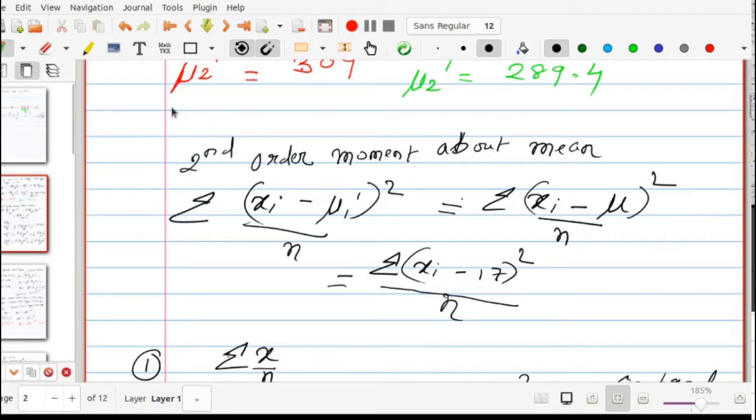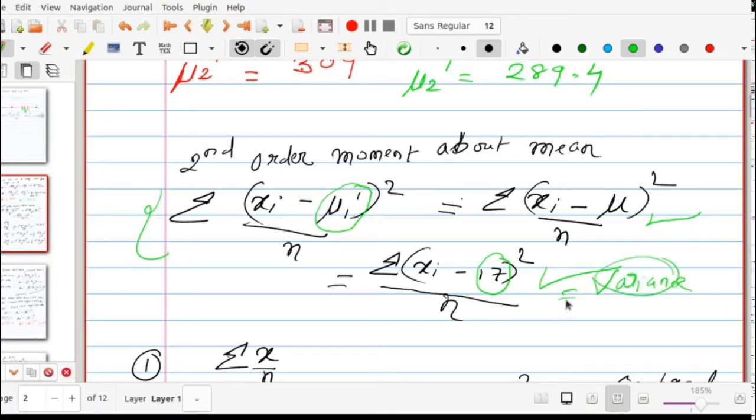So the second order about the mean, if you see here, this is the equation for the second order, when we say xi minus mu1 dash or mu1 apostrophe. So this is the first order about the origin or the mean. So eventually you come to this equation, and here 17 is the mean we calculated, and then we calculate the second order about the mean. Why is it important? Because this is also the variance.